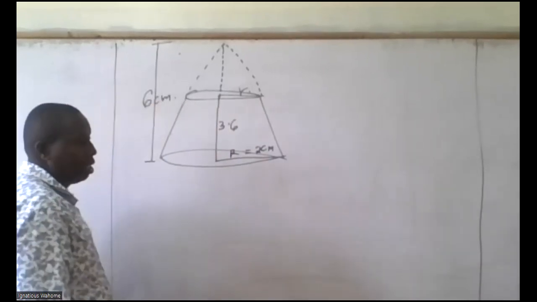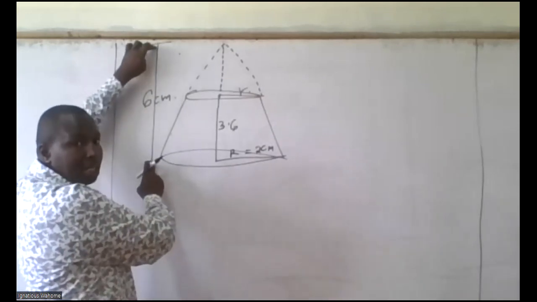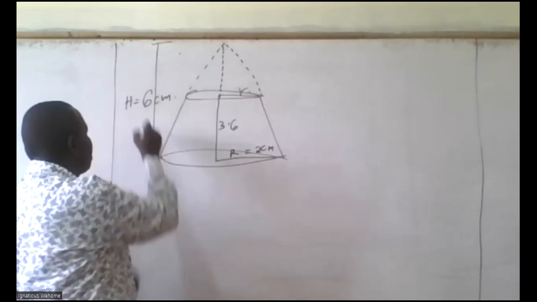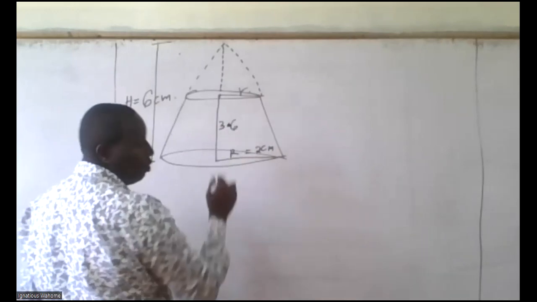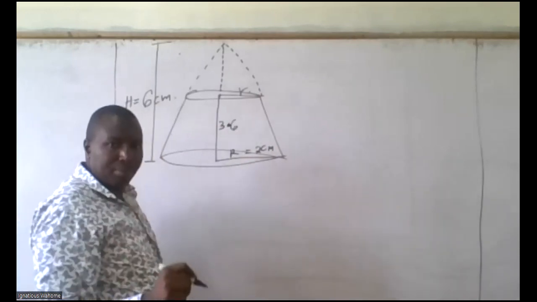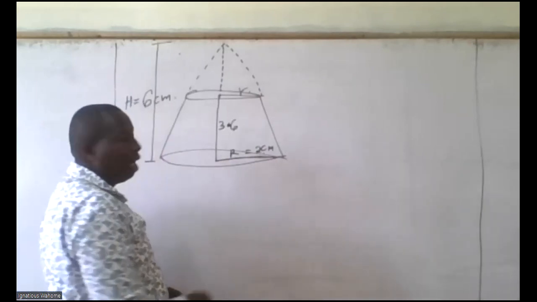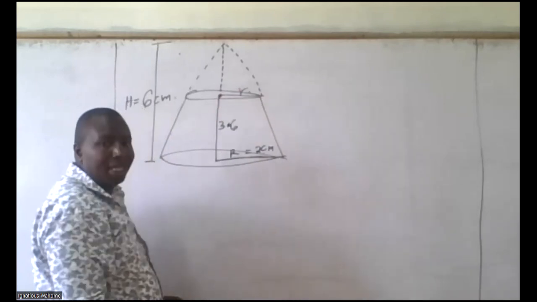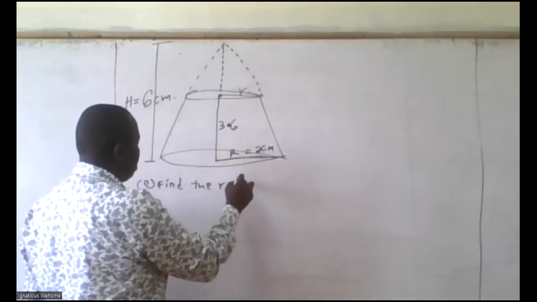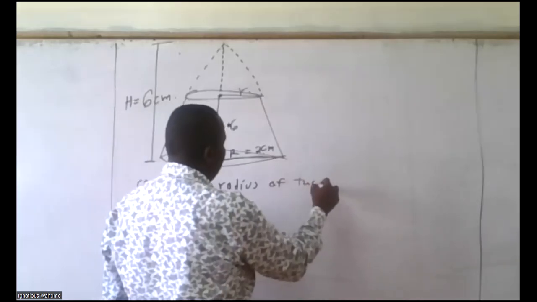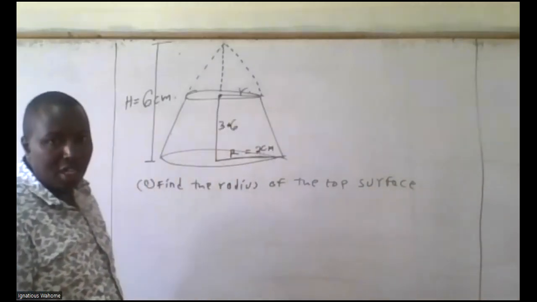So this question looks like this: the frustum was cut from a cone of height 6 centimeters. So you can say the height of the original cone is 6 centimeters. Then the height of the frustum itself is 3.6. Then the radius of the base is 2 centimeters. And the radius of the top of the frustum is R. So question A, you are told to find the radius of the top surface of the frustum.